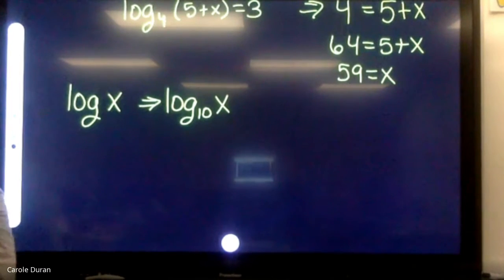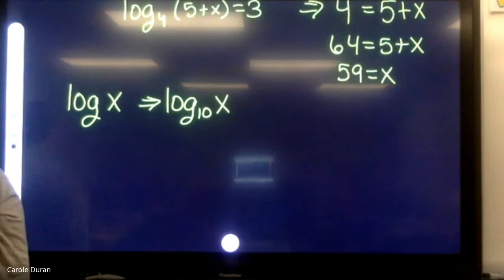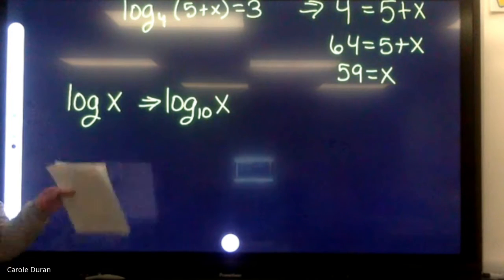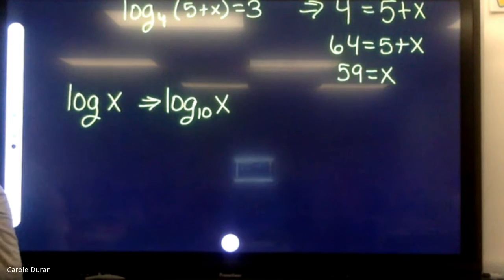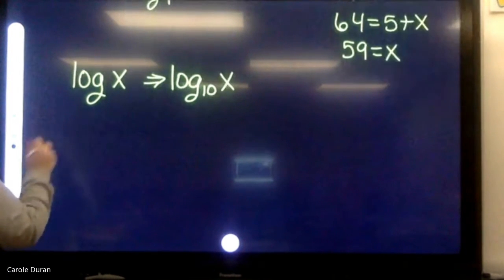So when I take a logarithm of a base that is not 10, I need to find a way to still be able to plug it into my calculator, because it is near impossible to approximate a logarithm with a non-10 base using just paper and pencil. And it is possible, it just takes a really long time. So this is called the change of base formula.